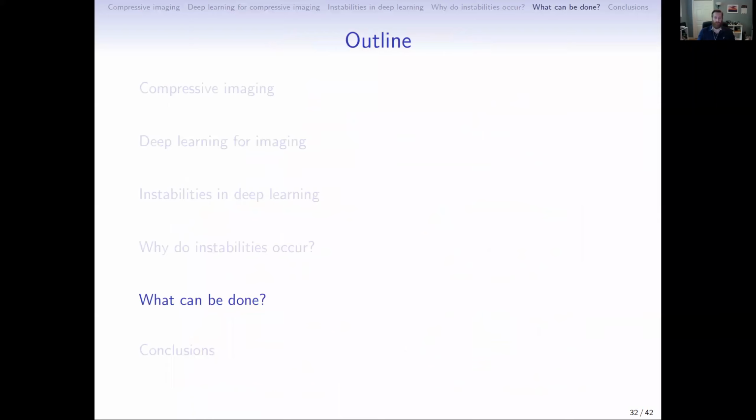What we've seen up to this point is that these instabilities occur, and we can understand why they occur in terms of this kernel awareness. So what I want to spend the rest of the talk doing is talking about what we can do about this. How should we proceed with this in mind?